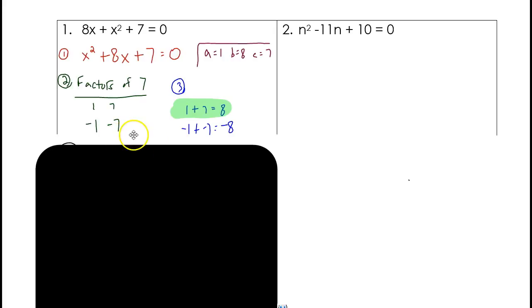Now, the third step is to say, well, which of those factors together would add to give us the middle term? So our goal for this is the middle term, b, of 8. Well, 1 plus 7 is 8. So tuck that away. 1 and 7, those are the ones that we're going to use in just a second.